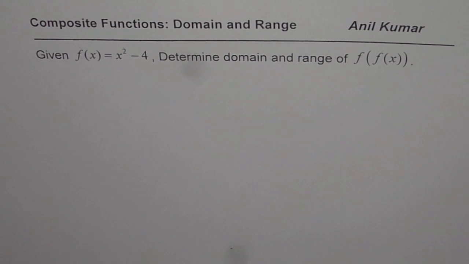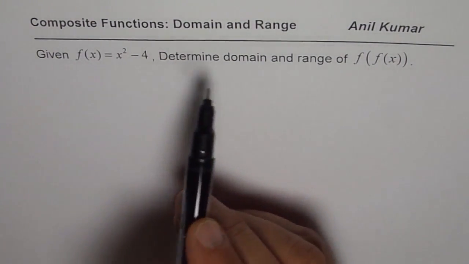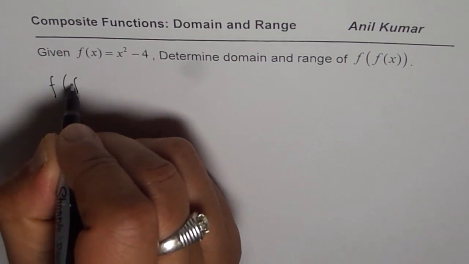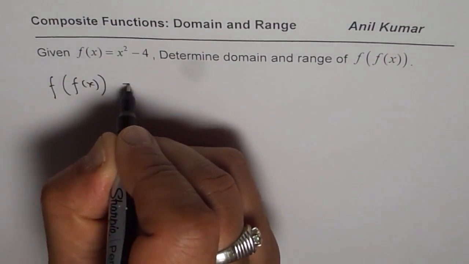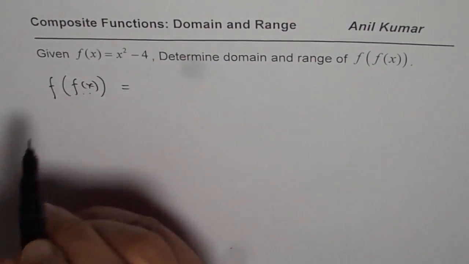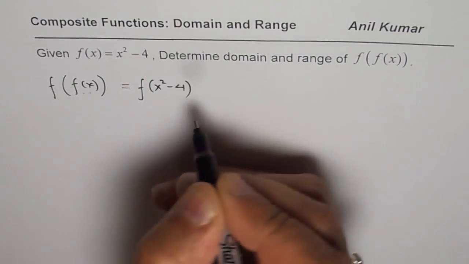In this particular video, I have taken the function f of x equals x square minus 4, and we will find the domain and range of f of x. So the idea is composition of a function with itself. Let us first find what f of x is equal to. We know f of x is x square minus 4. We could replace the inside function with x square minus 4, correct?